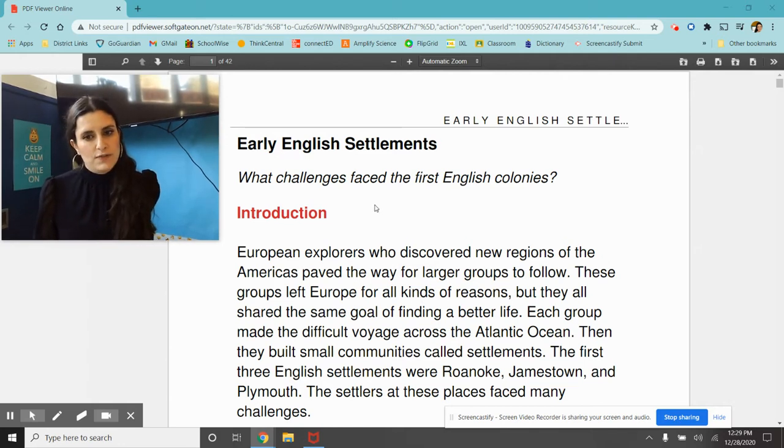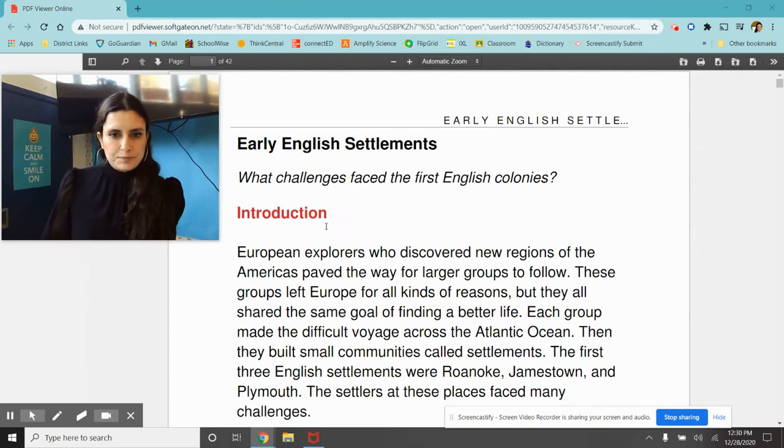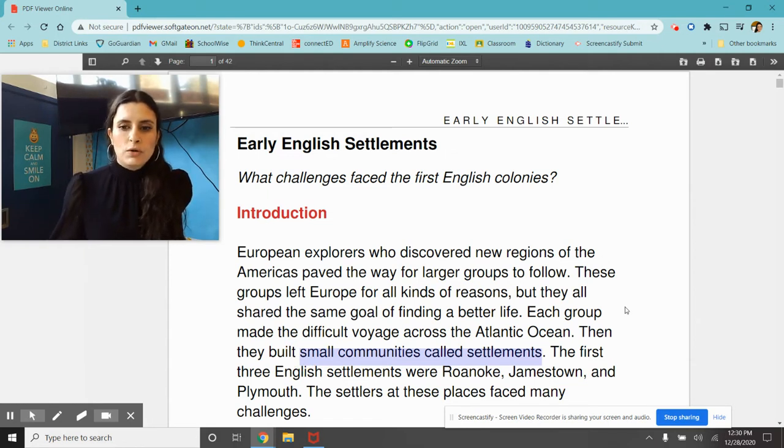So what challenges faced the first English colonies? European explorers who discovered new regions of the Americas paved the way for larger groups to follow. These groups left Europe for all kinds of reasons, but they all shared the same goal of finding a better life. Each group made the difficult voyage across the Atlantic Ocean. Then they built small communities called settlements. That's a vocab word. The first three English settlements were Roanoke, Jamestown, and Plymouth.